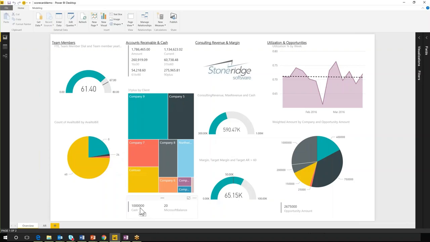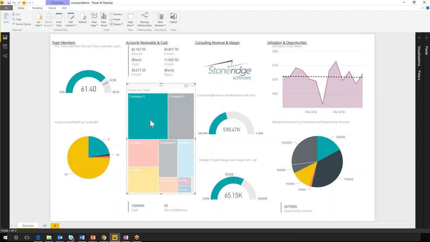So let's say you had $1 million in cash, which is a good number. The rest of these numbers are all made up numbers here. And then you can look on the top to see your overall accounts receivable balance. How much is current? What's past due? What's 31 days past due? 60 days, 90 days past due? And then this tree view will give you an idea of who are your biggest offenders from an account collection standpoint. So company 9 is our worst offender, because you can see their box is the biggest.